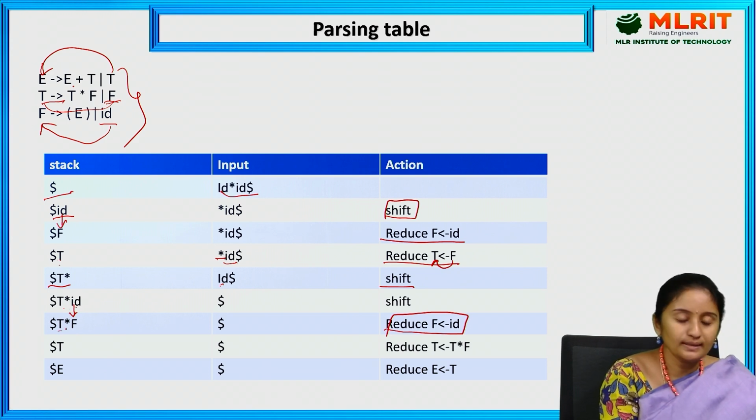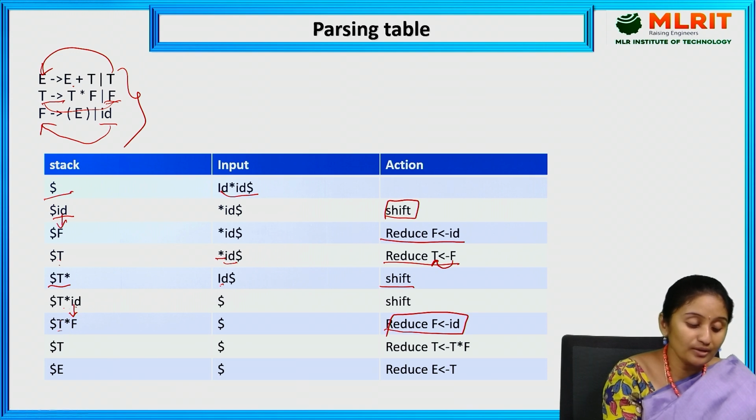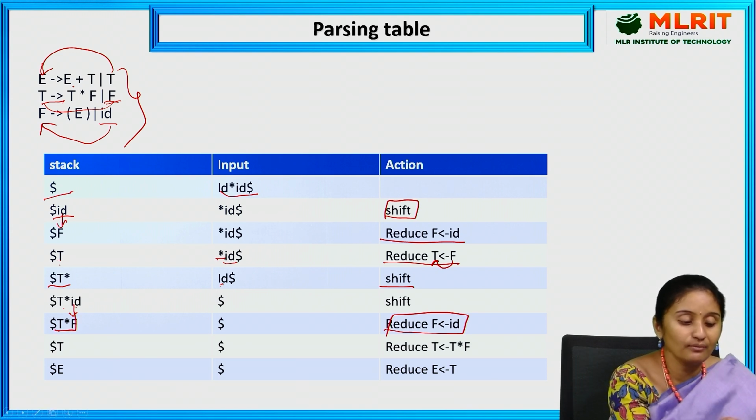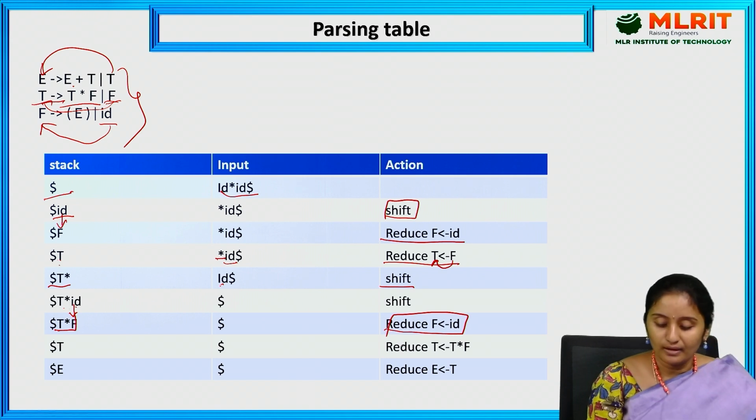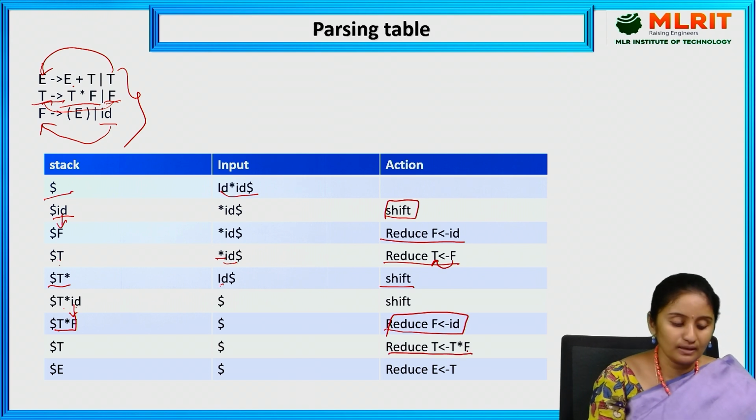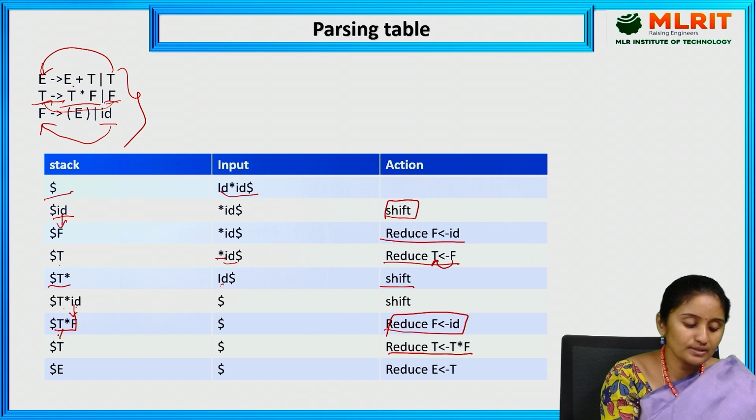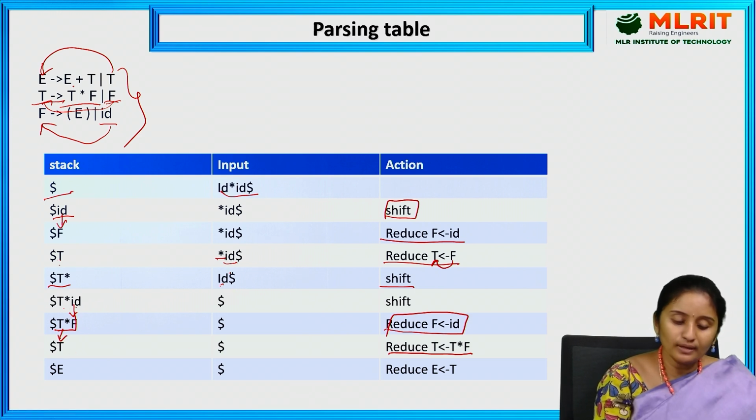Stack: dollar T star F. Next, F can be reduced. Let me check T star F. Can I find it in the production? Yes, T star F can be reduced to T. Reduce T tends to T star F. So this whole is reduced to T. Next, is anything left in the input? It is completed.